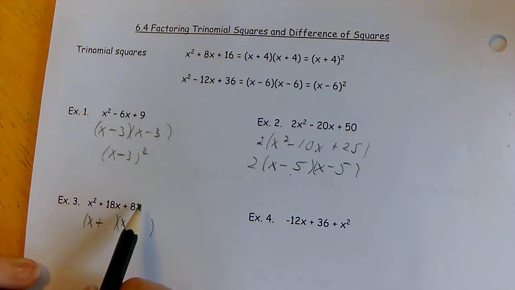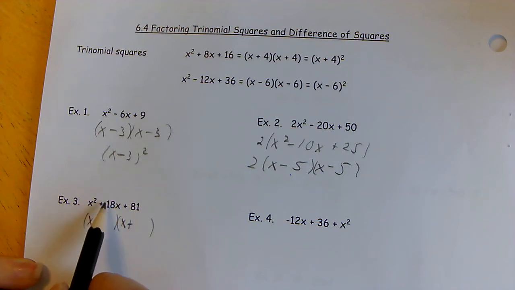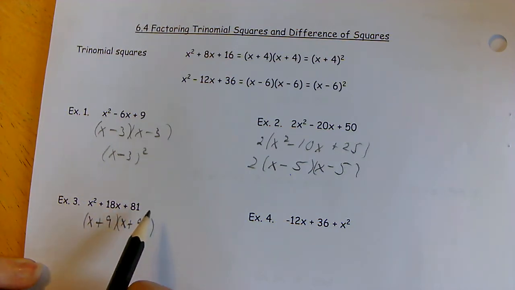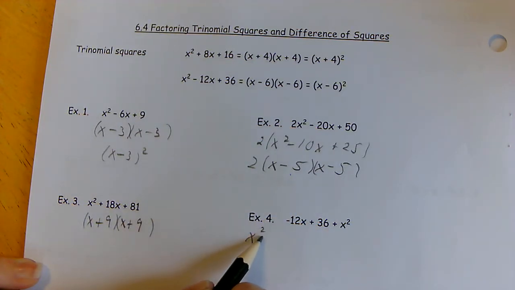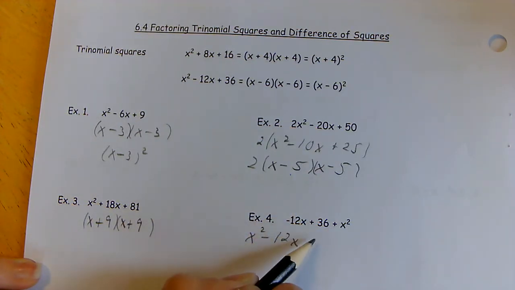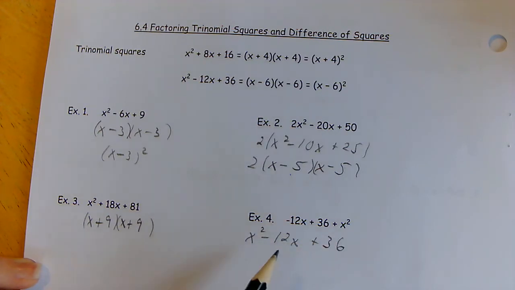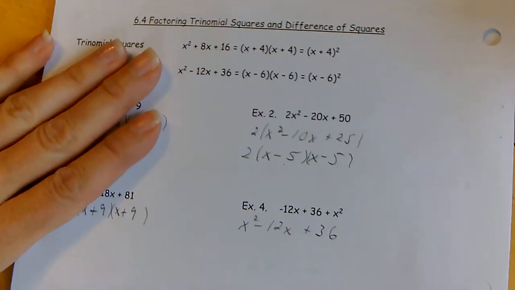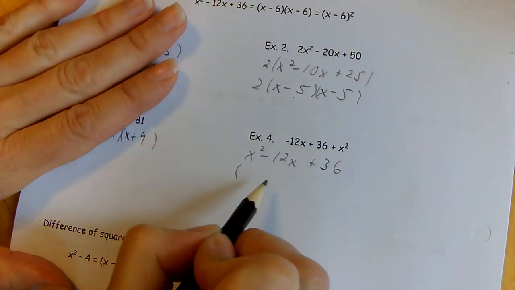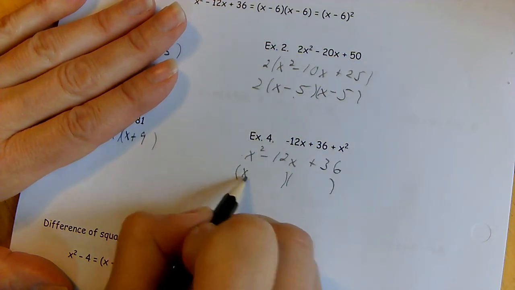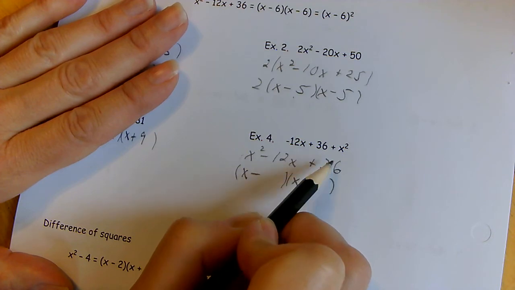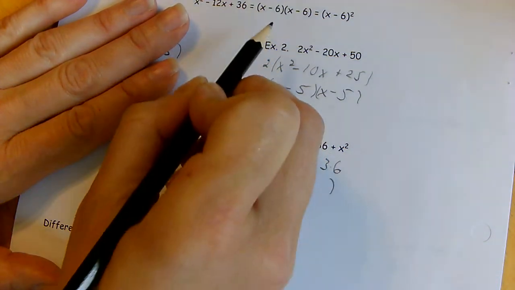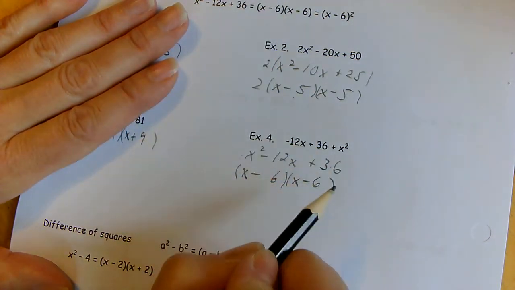Positive, positive. Two numbers that multiply to 81 that add to 18, 9, and 9. Here, I'm going to put this in the correct order first, leading coefficient first. My x term, my constant, making sure the signs are the same because the a is positive and that's good. Two sets of parentheses, break up, same sign, both negative. Two numbers that multiply to 36 that add to 12. It's the same one as up here, 6 and 6.